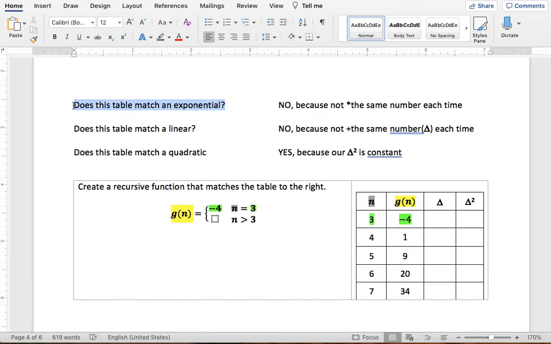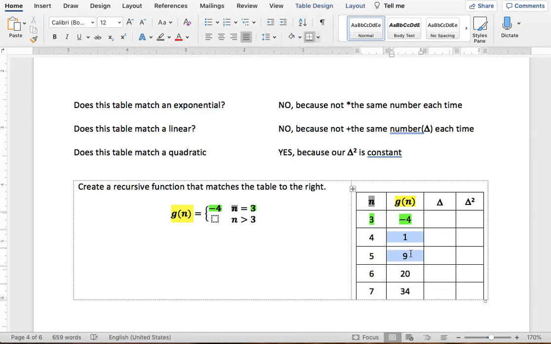does this table match an exponential? Well, I know from 1 to 9, that would be times 9. And I know 9 times 9 would have given me 81, and this is not 81, so no, it's not multiplying by the same number each time, so therefore no, it's not exponential. Okay, from -4 to 1, -4 plus 5 would give me 1. From here to here, this is +8. Here to here, it is +11. Here to here is +14. So it is not linear because it is not adding the same number each time.